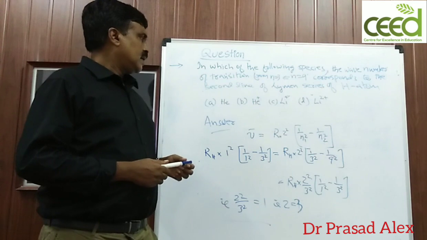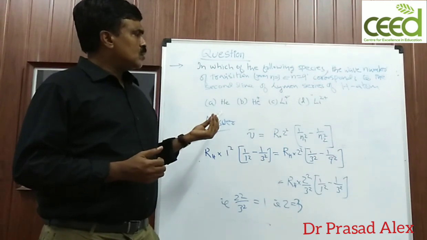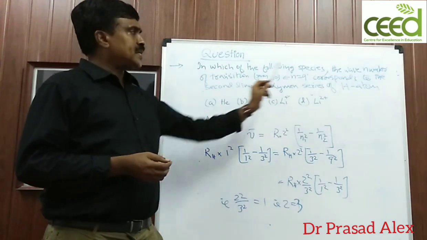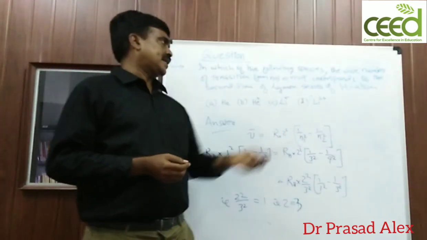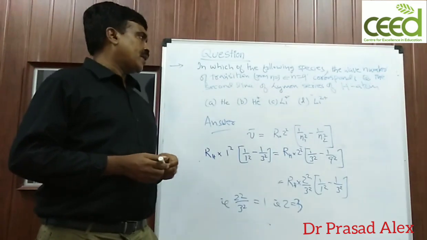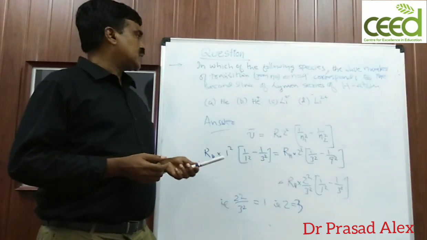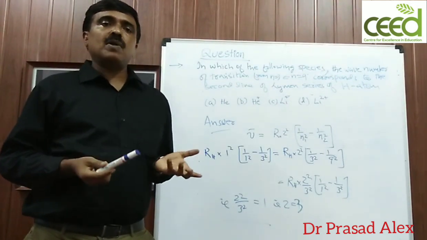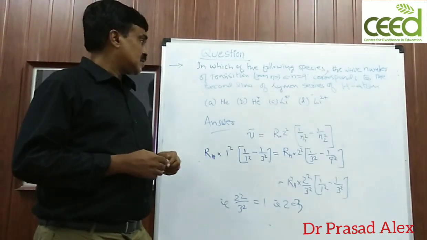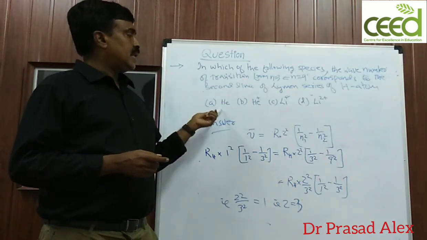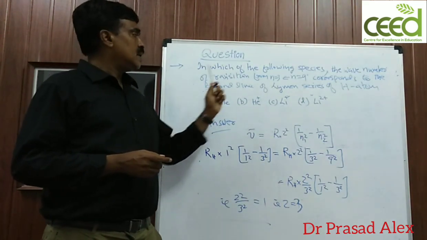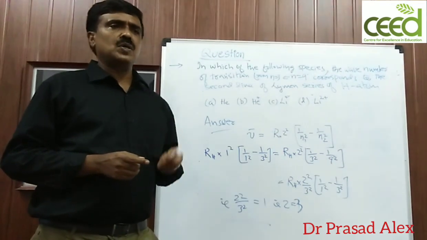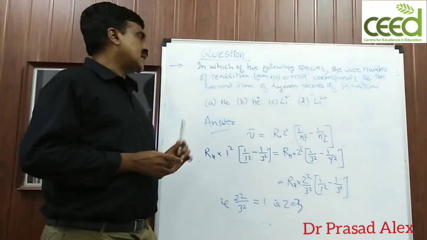Here we have to consider two transitions in two different species. One species we know, it is the simple hydrogen atom. The other species we have to find out. Before we go into the equation, we have to know this equation is applicable only to one electron systems. Among the choices, helium atom is a 2 electron system and lithium singly positive ion is also a 2 electron system. So those two choices can be discarded.